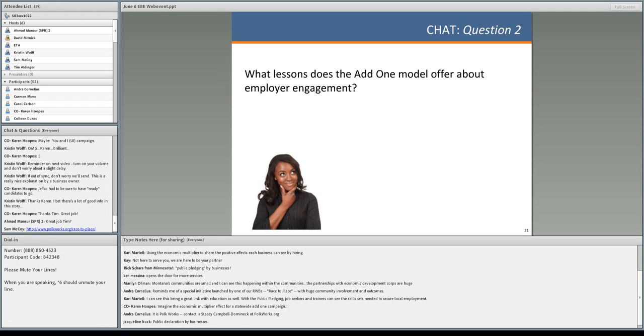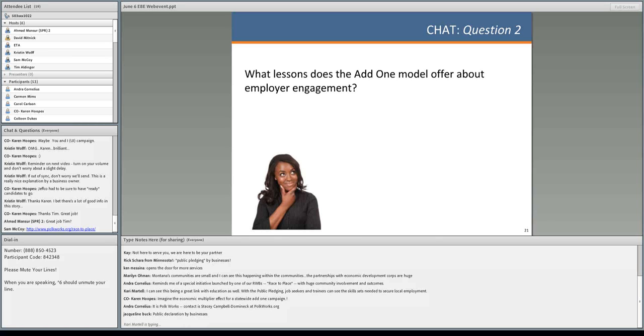which is what lessons does the Ad1 model offer about employer engagement? And we may have actually, some of your responses from the last question started to get at this a little bit. So maybe we'll make this one a little bit shorter, but just invite contributions that are different from those to the last question. So what lessons does this offer about employer engagement for you? I see that Kari and Kay are submitting responses.